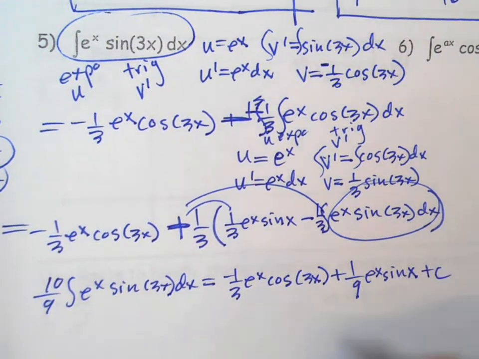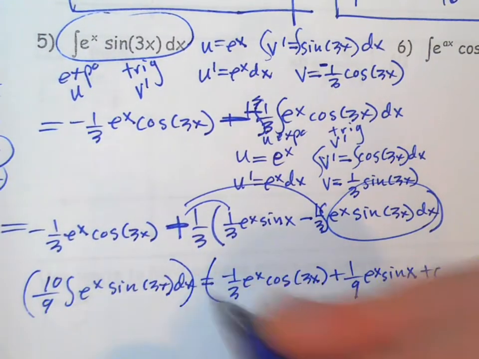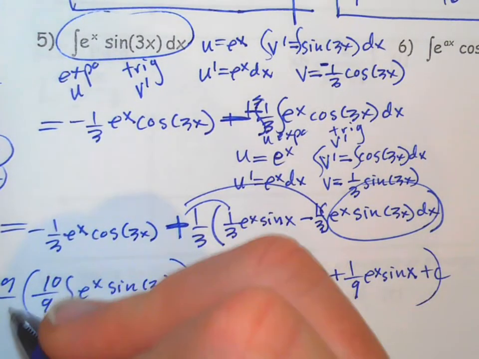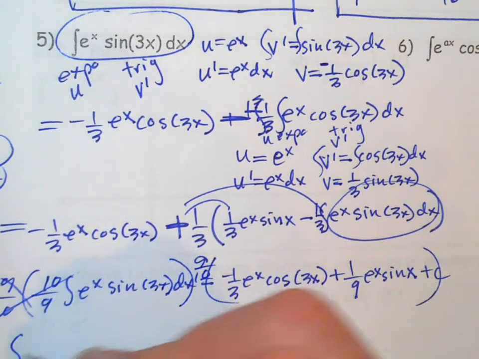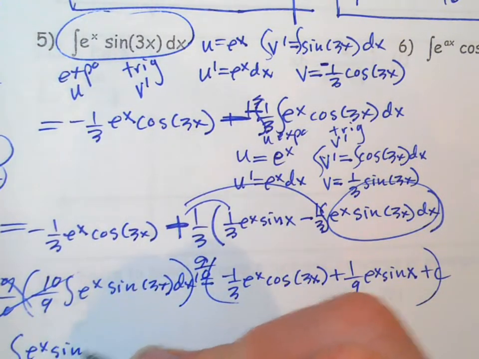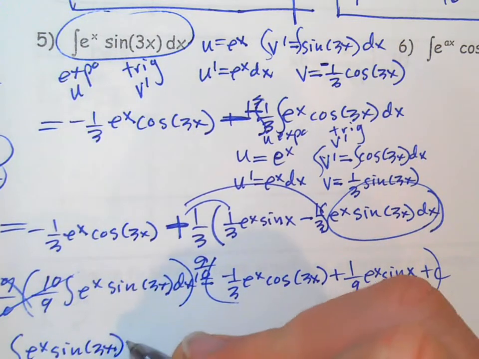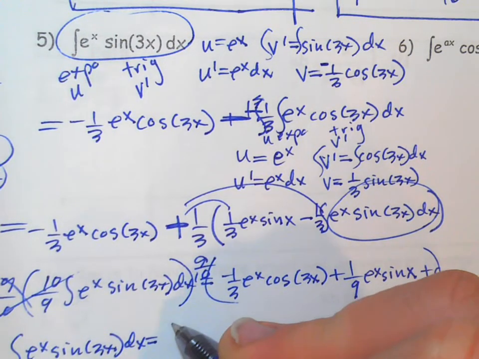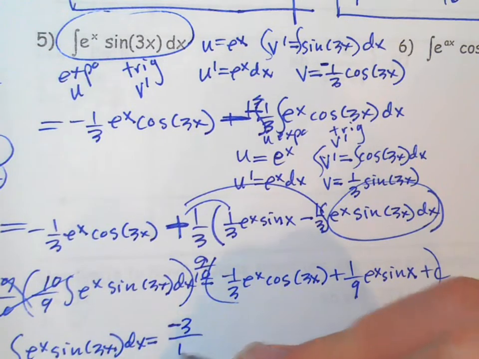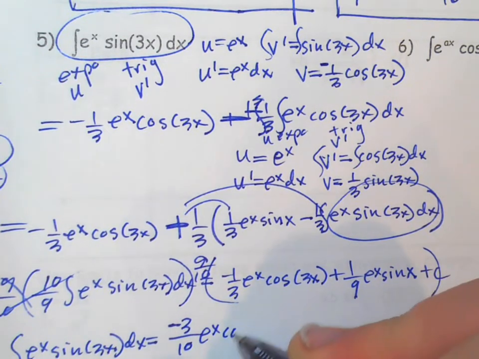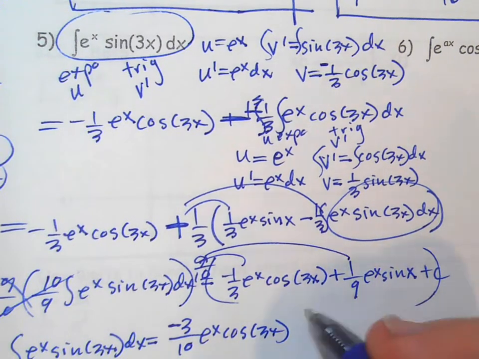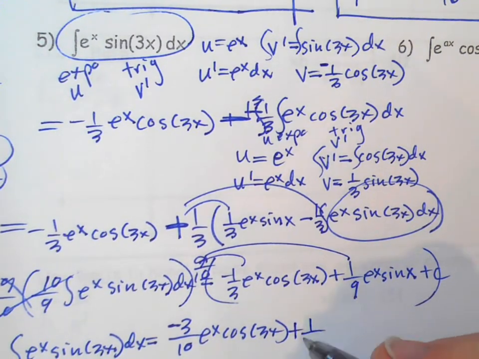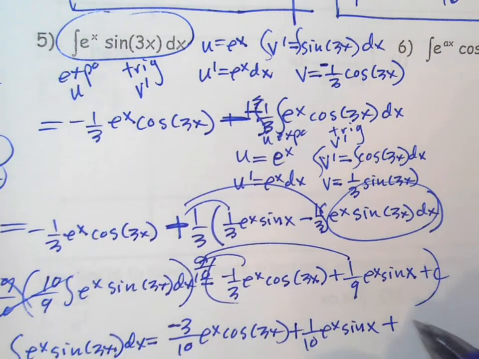So we're going to write plus c. So we're going to multiply both sides by 9/10. Distribute it. So the integral of e to the x sine 3x dx equals -3/10 e to the x cosine 3x. Distribute this. 1/10 e to the x sine x plus c.